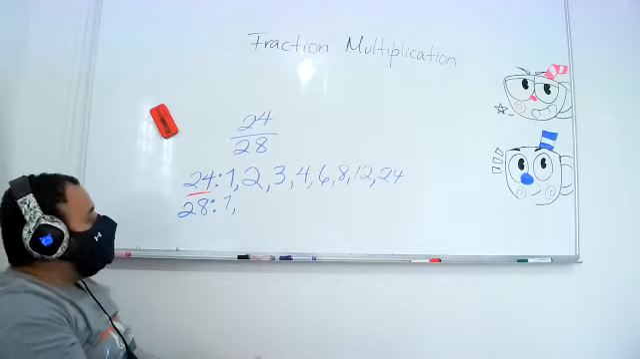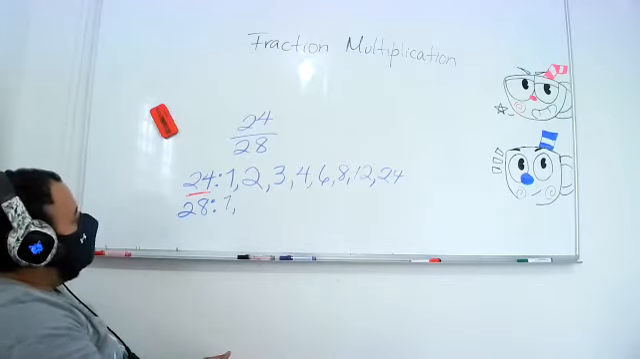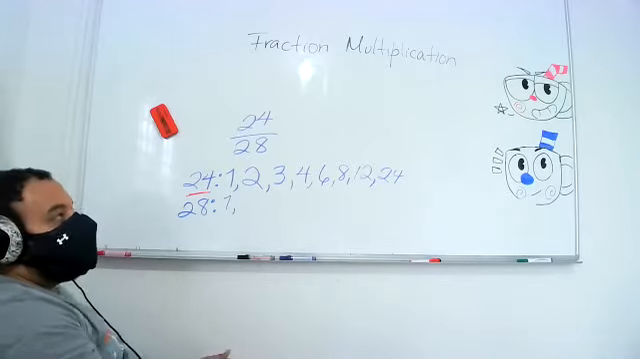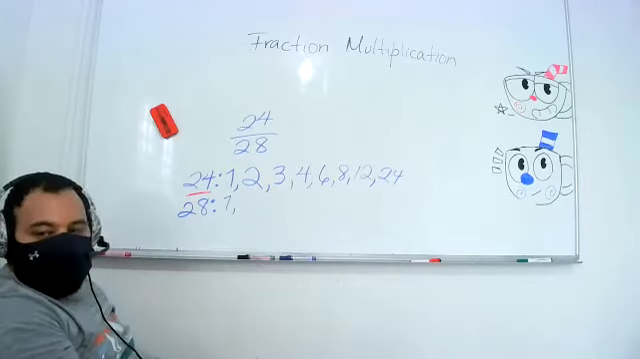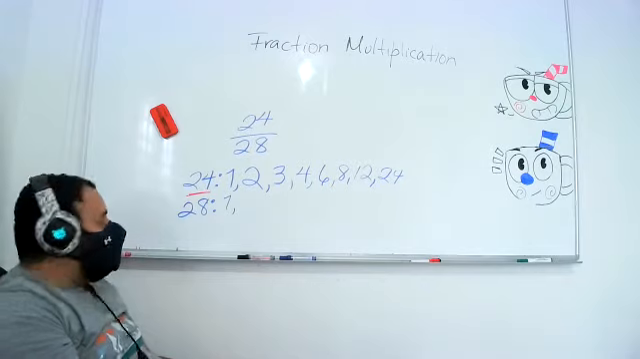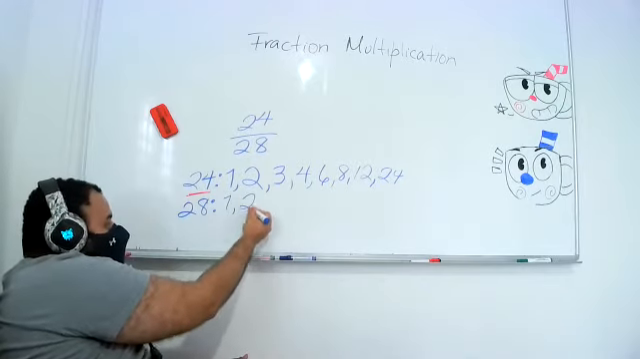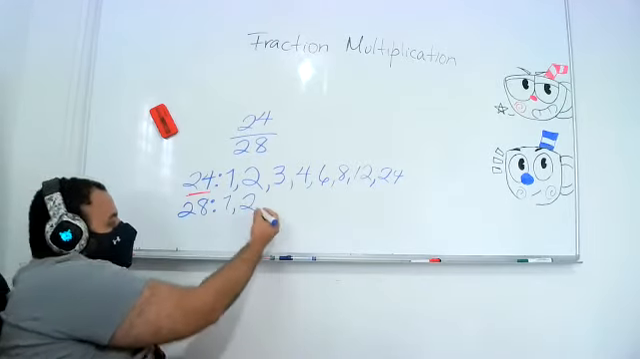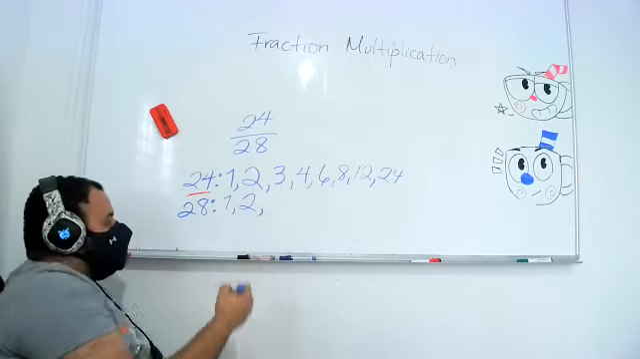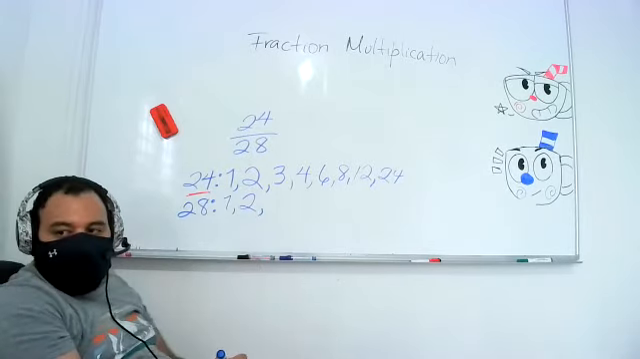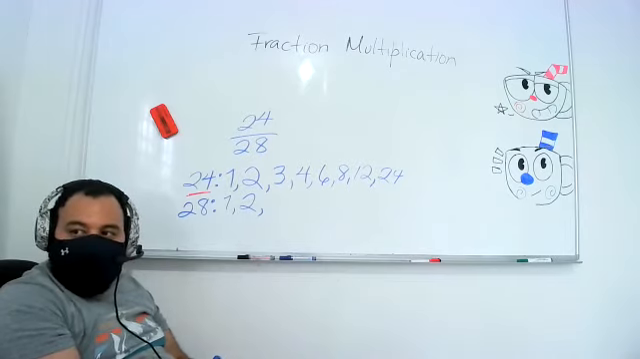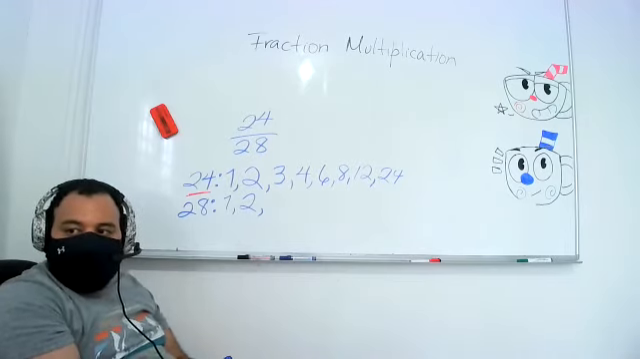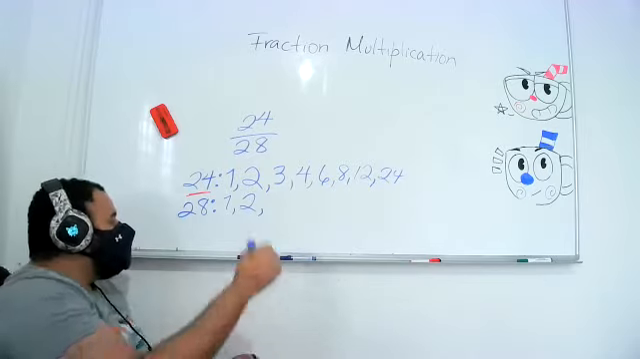Let me see. 2 times 14, right? Yes, 2 times 14 is 28. So 2 is a factor of 28. Is 3 a factor of 28? No, it's not a factor. What about 4?